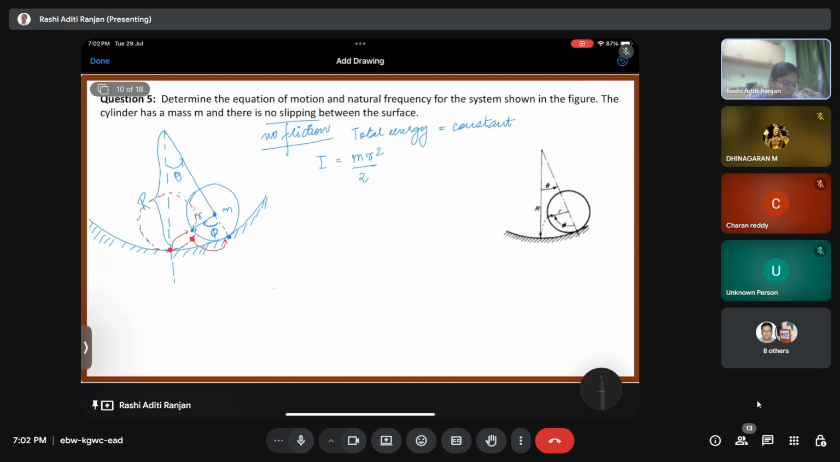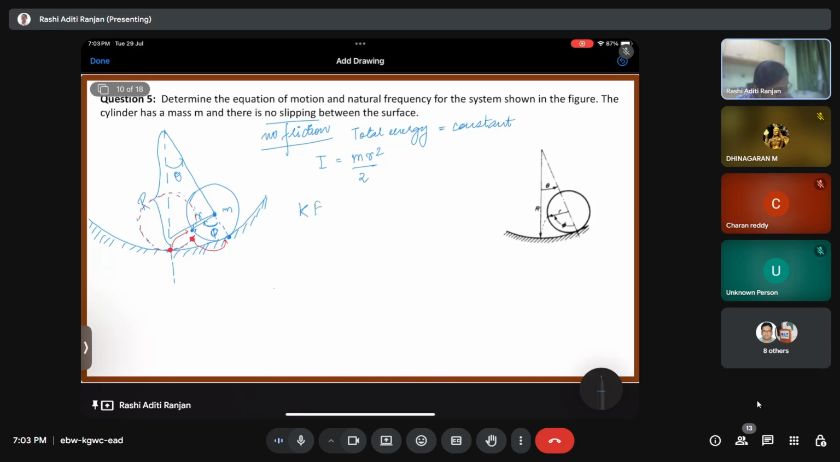If we try to find the kinetic energy, we need two things. First is the velocity for translation. Second is the velocity for rotation. Now, the velocity of translation seems fine to me. It is nothing but capital R into theta, because this change from here to here is small. So if we differentiate that, we get capital R into theta dot.